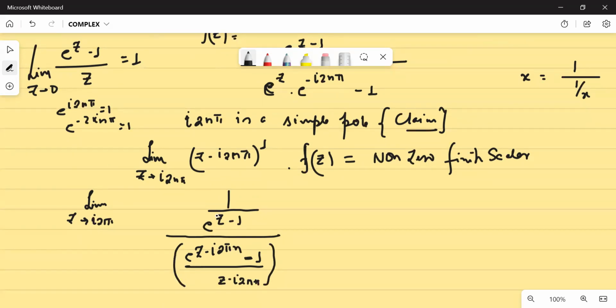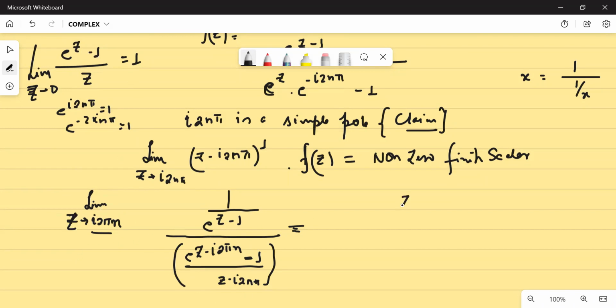So this is the limit. Now, it is fairly easy to see that when z tends to iota 2 n pi, this is 0. And please remember the limit that I wrote here: as z tends to 0, e raised to power z minus 1 divided by z is 1. So this entire thing will become 1 as z tends to iota 2 n pi.